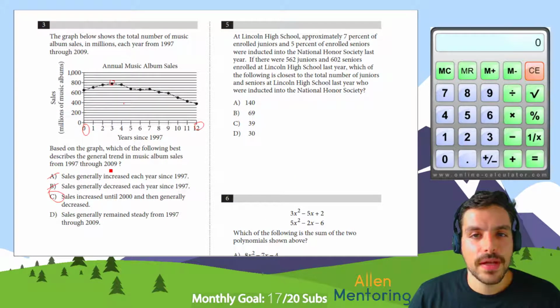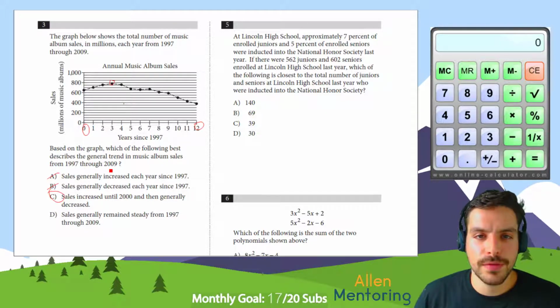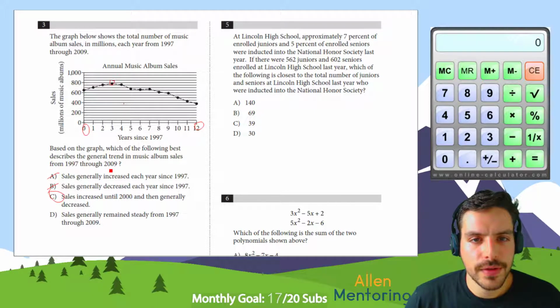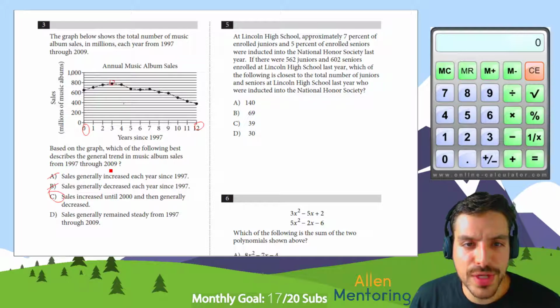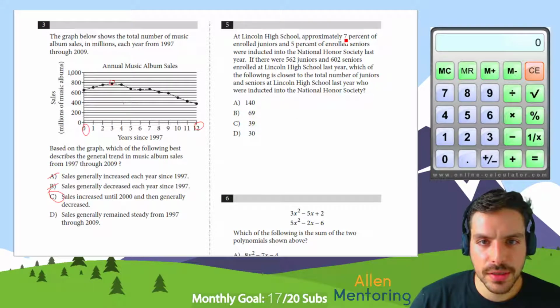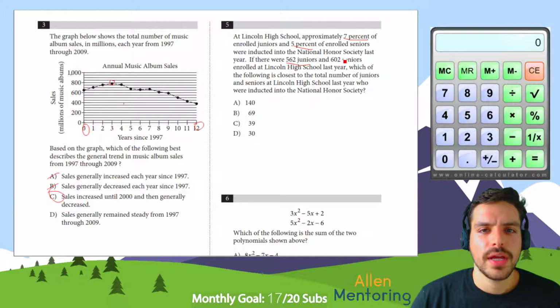So number 5. At Lincoln High School, approximately 7% of enrolled juniors and 5% of enrolled seniors were inducted into the National Honor Society last year. There were 562 juniors and 602 seniors. Which of the following is close to the total number of juniors and seniors inducted? Okay. So we see that 7% of juniors and 5% of seniors. So really, we're just trying to find what is 7% of 562 and what is 5% of 602.